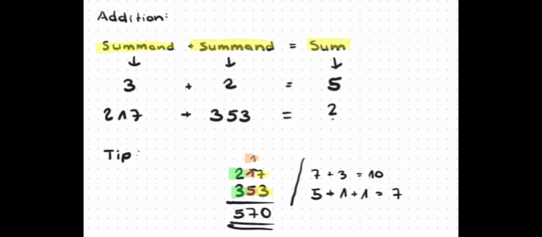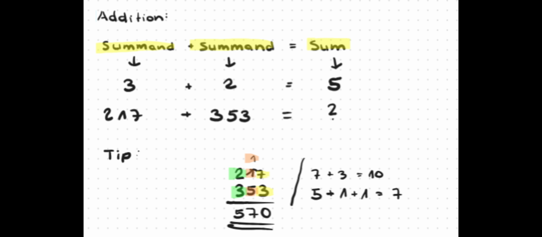Now I would like to solve some example problems with you, starting with addition. First, we will start with small numbers. For example, 3 plus 2 is easy, so it's 5. But now let's try some larger numbers, such as 217 plus 353. I'll give you a written tip.